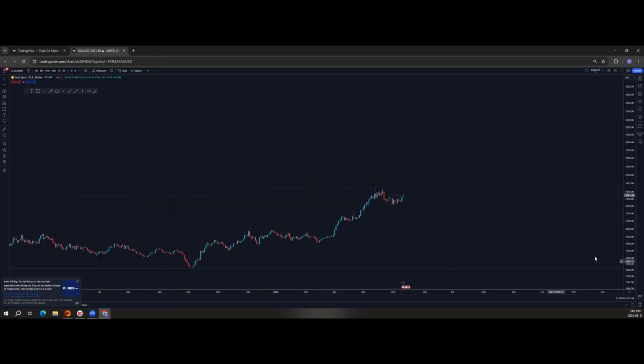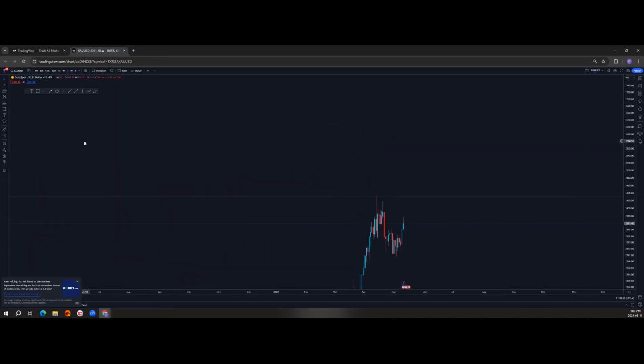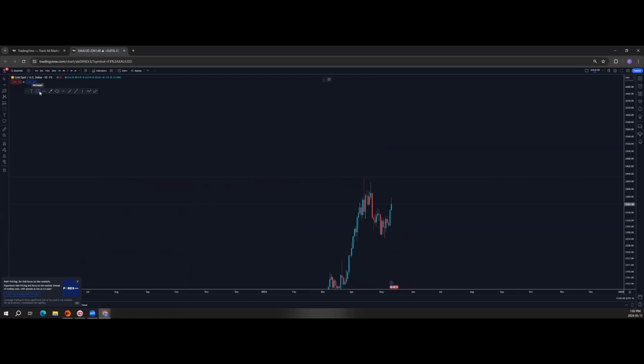So I look at the daily, and you could analyze all the way down from the monthly, weekly, daily, 4 hour. But I like to just do the 4 hour because I'm an intraday trader. I'm not a scalper. I'm not a swinger. I just come in whenever the market presents itself.